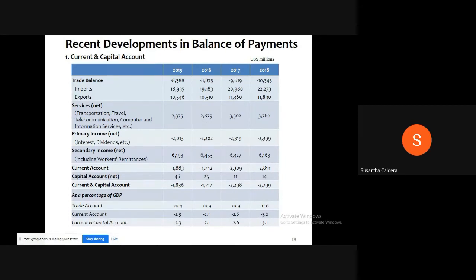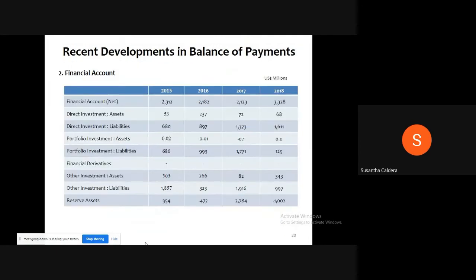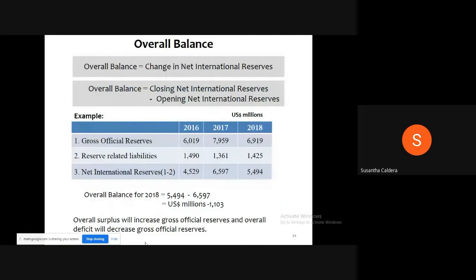Then you can look at this slowly at home and try to get some idea. I have given this not for you to memorize, but for you to get some idea. Recent developments in balance of payments, right? Overall balance equals the change in net international reserves. Look at these.